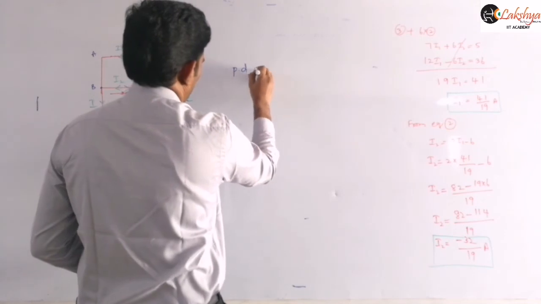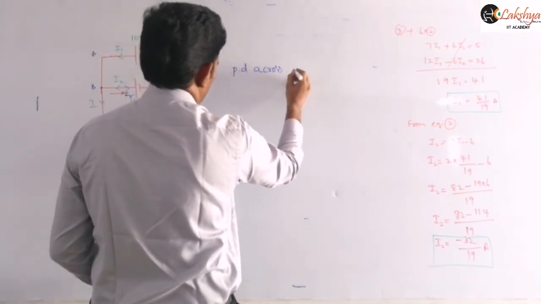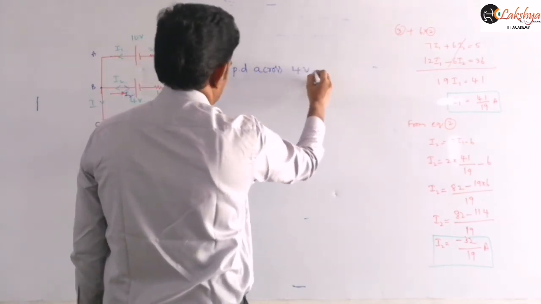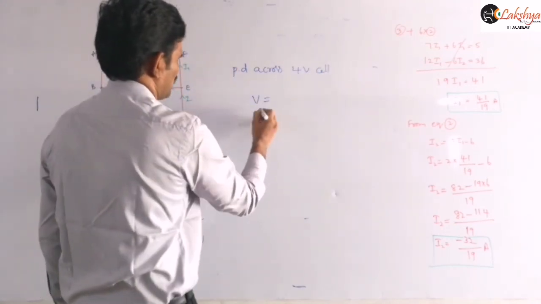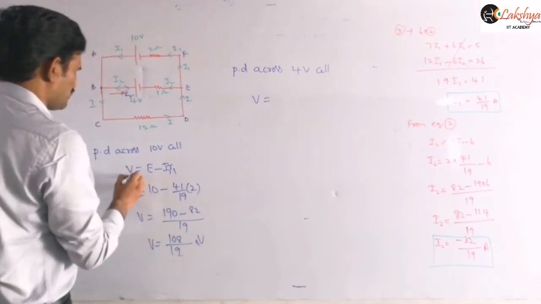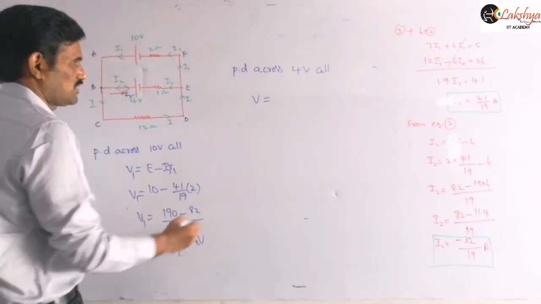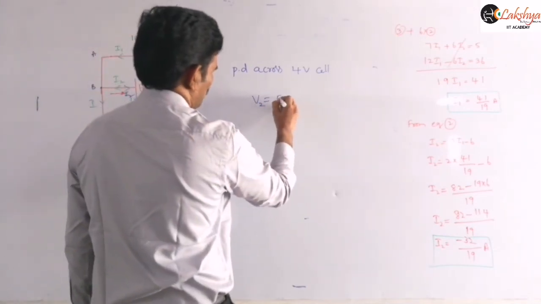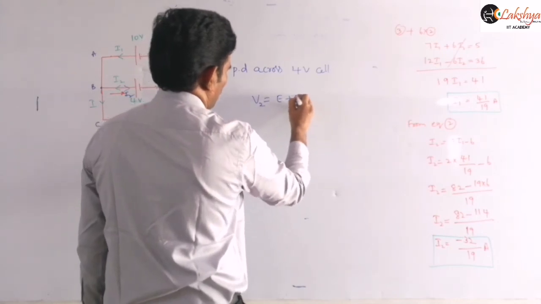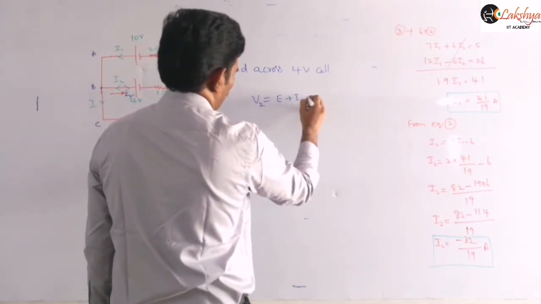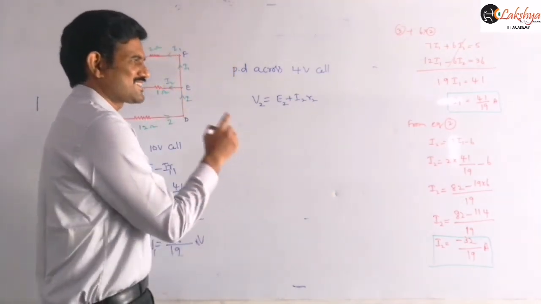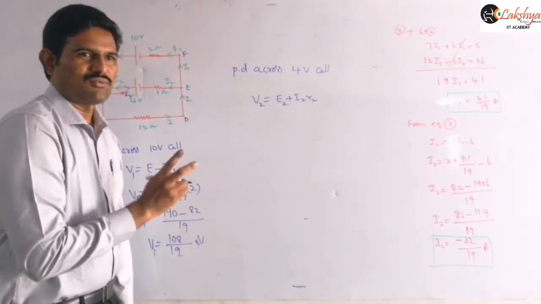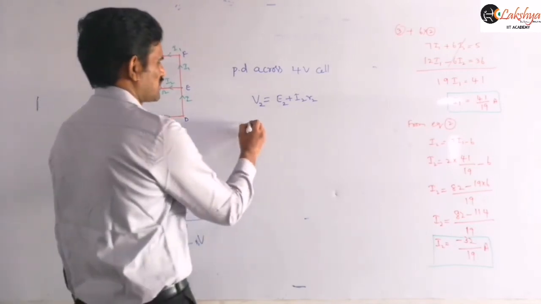So then potential difference across 4 volts cell, that means second cell. So that's terminal voltage, we can write this as, let us name this as V1 across the first cell. Now I am naming it as E2. So E plus IR we need to apply here, because it is in charging state. So that is the difference between charging and discharging there.